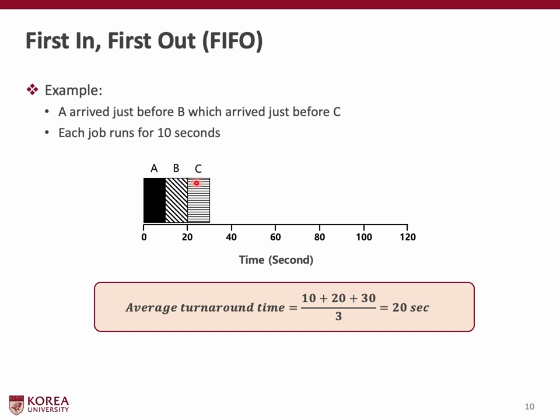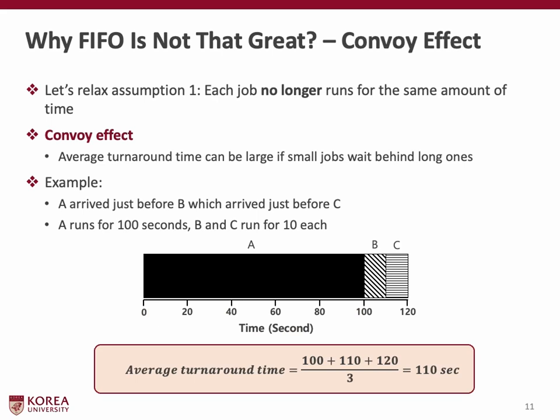Then their turnaround times will be 10, 20, and 30 seconds respectively. So the average turnaround time is 20 seconds by this formula. It's simple, fair in a basic sense, and ensures progress, but as we'll see next, it has some problems too. Even though FIFO is simple and fair in some ways, it doesn't always perform well.